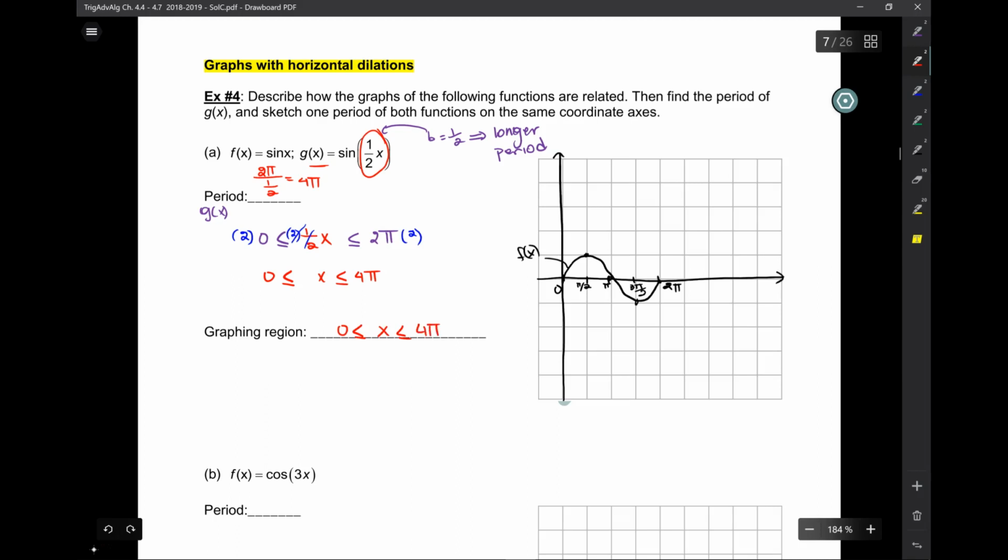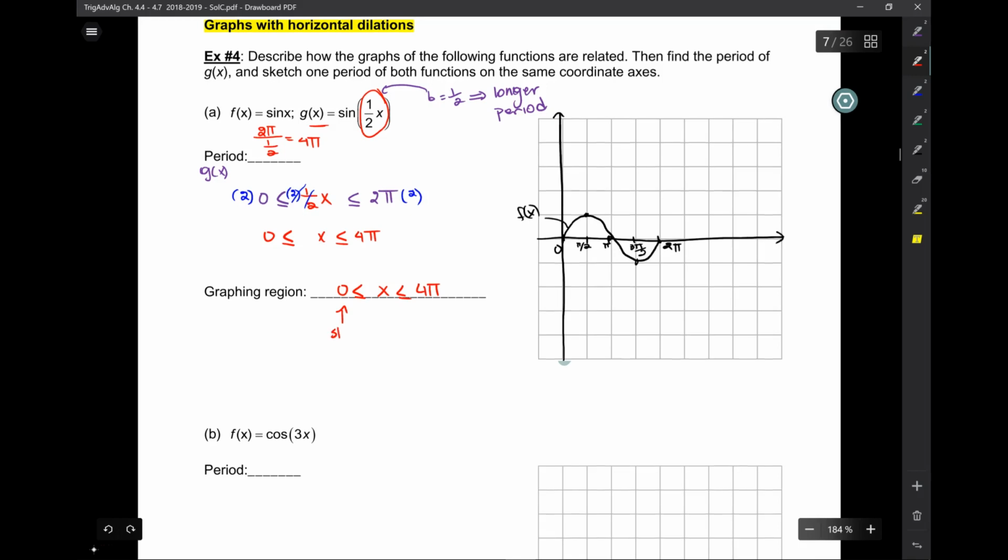You know what this tells me? This tells me the start and end of the new g of x. The start and end of my default sine was always 0 and 2 pi. When the period has changed, I need to figure out the new beginning and the new end. And this is what gave me that. So now, g of x is going to go from 0 to 4 pi. So 2 pi, 3 pi, 4 pi.